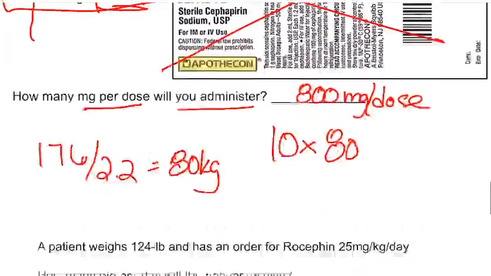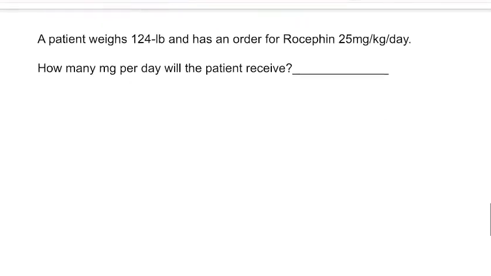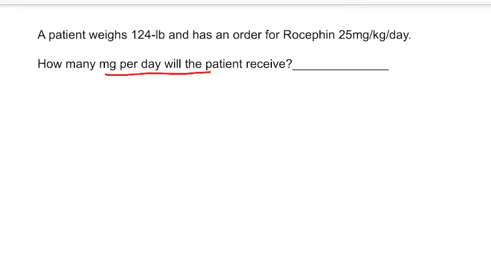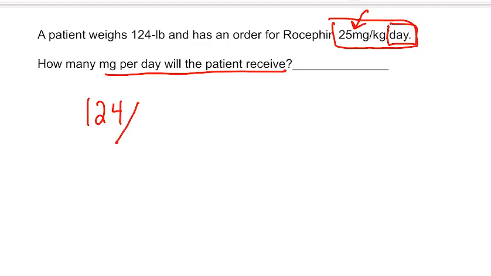Okay, keep going. How many milligrams per day will the patient receive? Milligrams per day, not per dose. Thankfully, look at this. This is written milligrams per kilo per day. So I know that when I multiply the weight by 25, I'm going to get that per day range. I do need to take my 124 pounds and divide it by 2.2 in order to get my patient's weight in kilos.